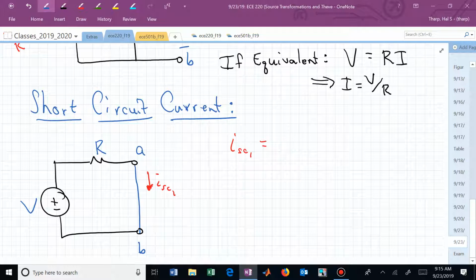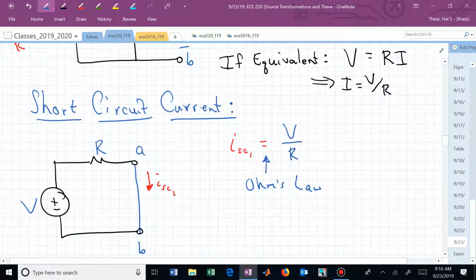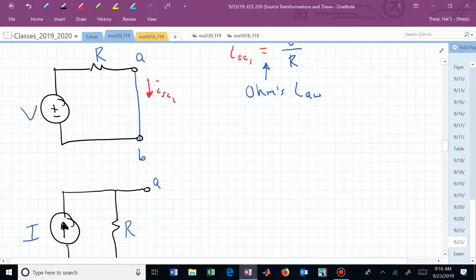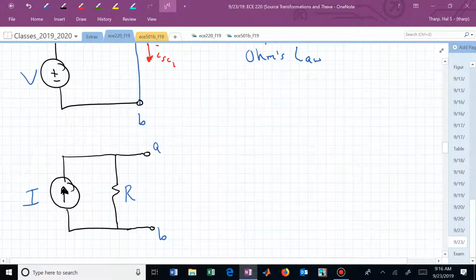I've put a wire between A and B, and I now want to measure what's the current flowing through that resistor R. That's the same current that's flowing between terminals A and B on that wire. It's the same current going through that voltage source. This is Ohm's law, which is V over R. All right, well now let's go down to this source and short it.